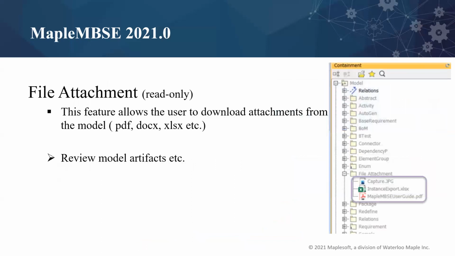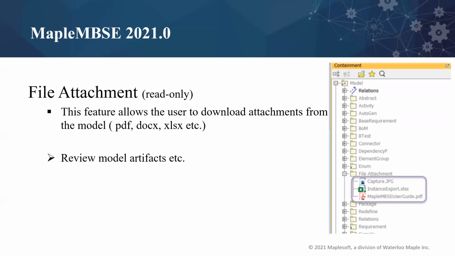And before that, I want to also include the file attachment feature. What the file attachment feature will do is you will be able to get the model artifacts that have been saved to the project. For example, it could be an image or an Excel sheet or a document or a PDF, etc. You will be able to access this information inside the MapleMBC cells. You can click on it, and you'll be able to open the attachments in their native applications.